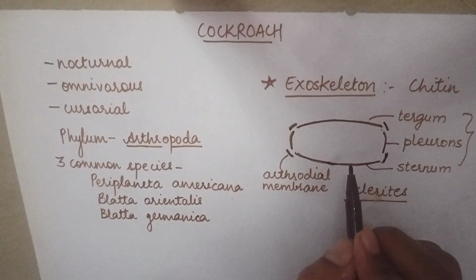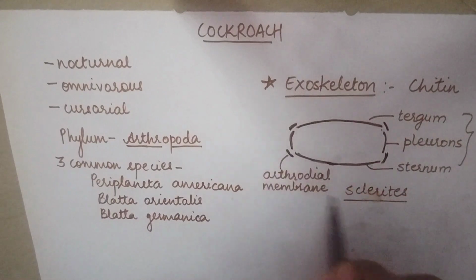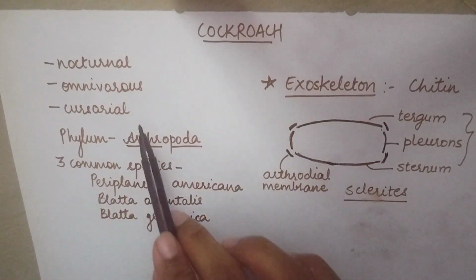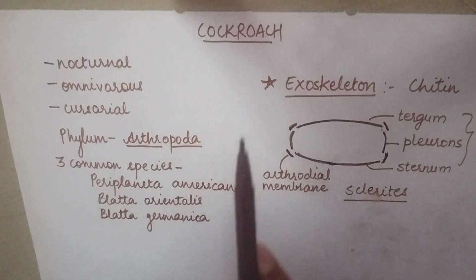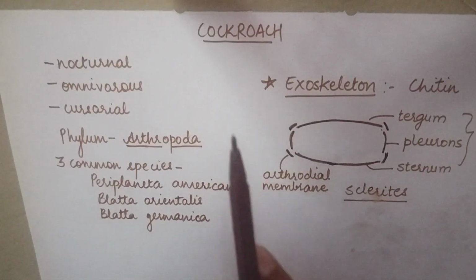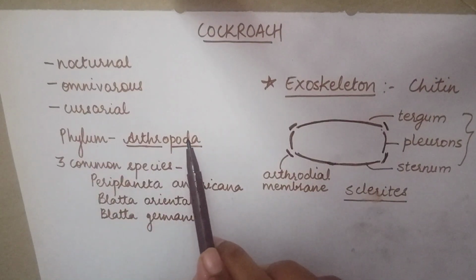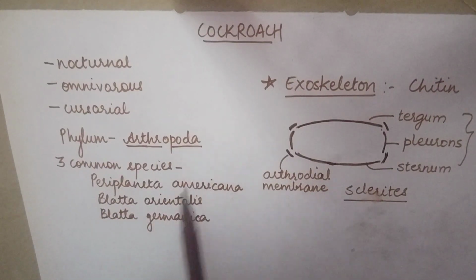So this introductory part about the cockroach is clear: it is nocturnal, omnivorous, cursorial, and it prefers damp, moist places, crevices and cracks to live. It belongs to the phylum Arthropoda, kingdom Animalia, class Insecta.